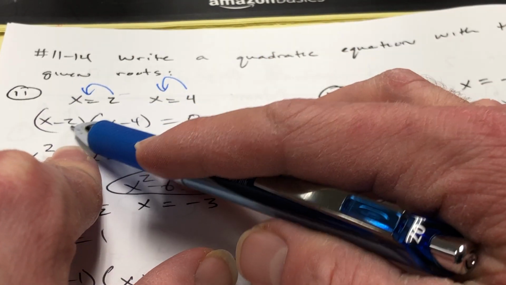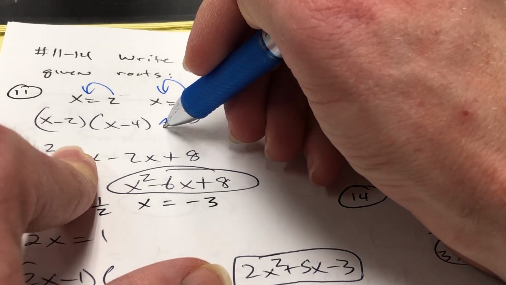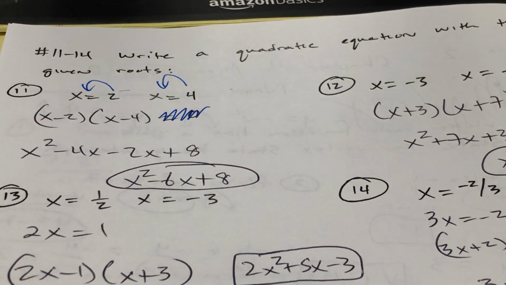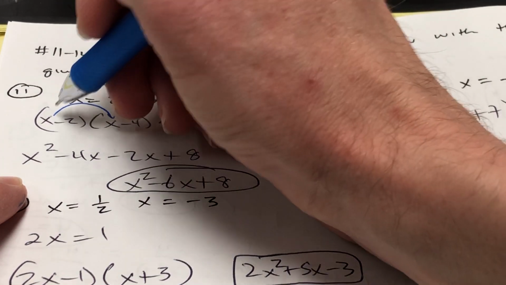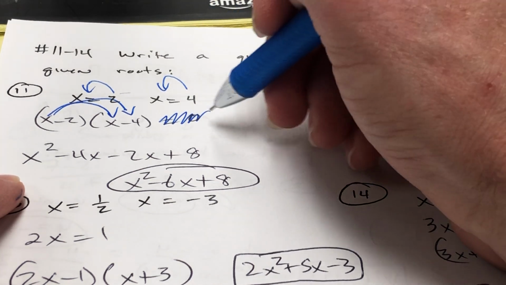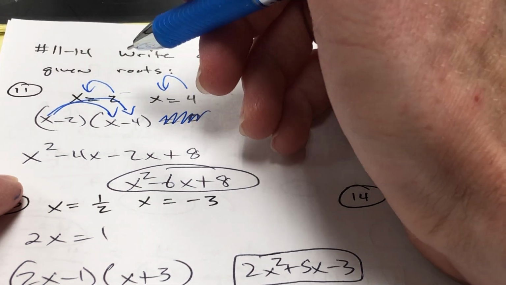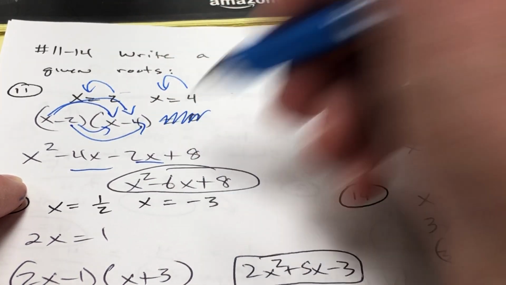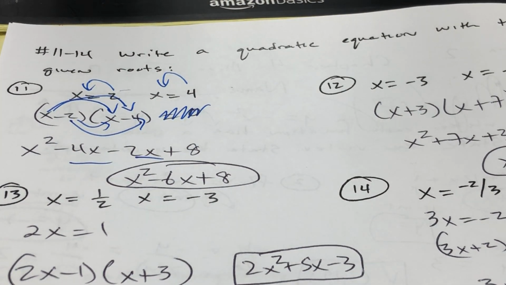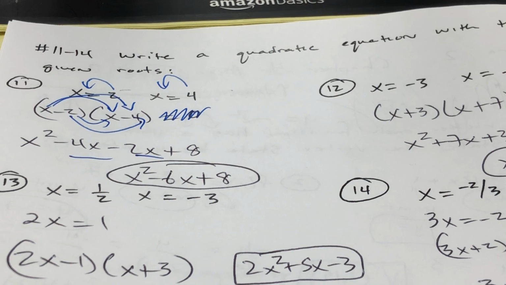So my factors are x minus 2, x minus 4. Now, I don't need the equals 0 part there, okay, because I'm writing my equation. And it doesn't have to be set equal to 0. It can be f of x equals or y equals. I'm going to FOIL first, outer, inner, last. I'm going to combine like terms, x squared minus 6x plus 8.